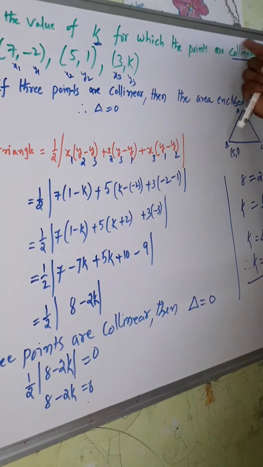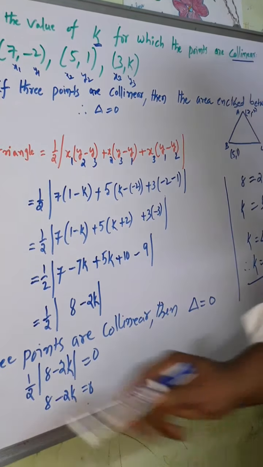It is given that the points are collinear. If 3 points are collinear, then delta, the area of the triangle, is equal to 0. So this value is equal to 0. So 8 minus 2k is equal to 0, 2k is equal to 8, k is equal to 4. So the value of k is equal to 4.